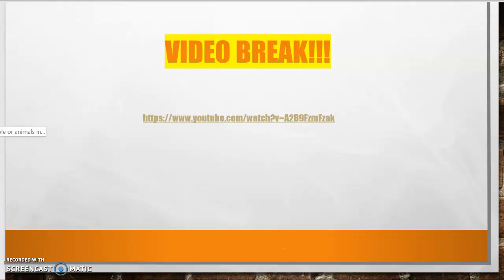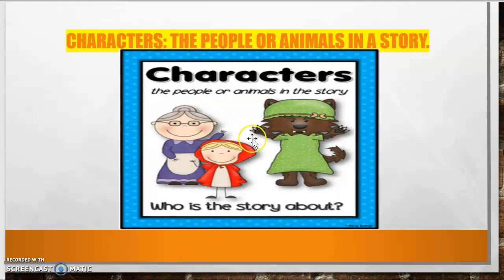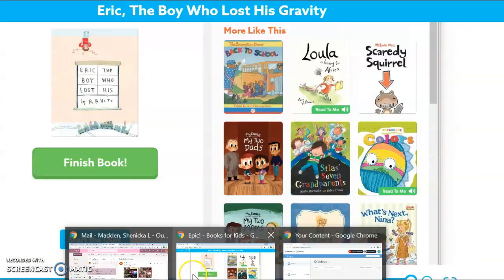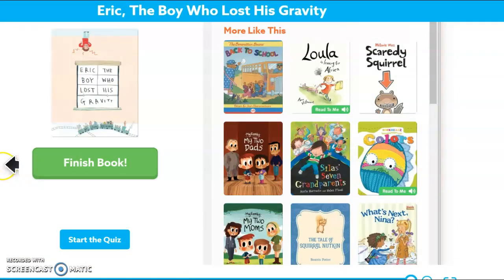Let's do a little review. Remember, the characters are the people or the animals in a story. They are the stars. The setting is where and when the story takes place. We're going to look at a story today.